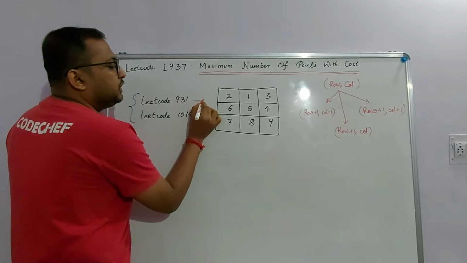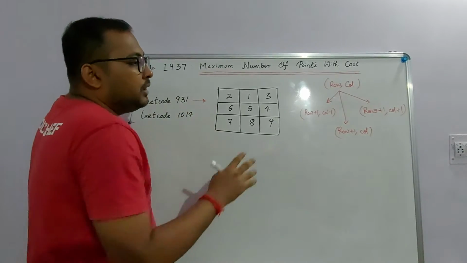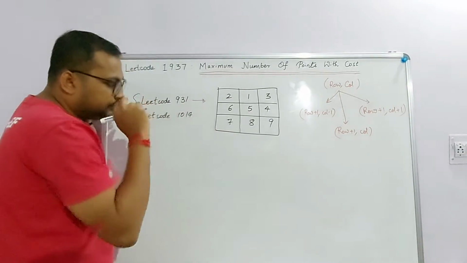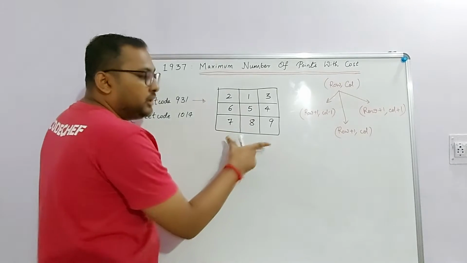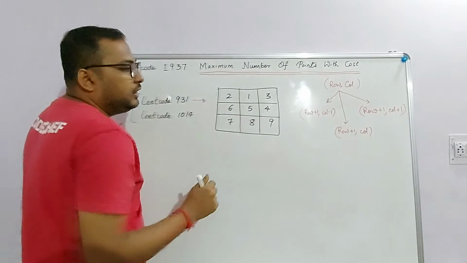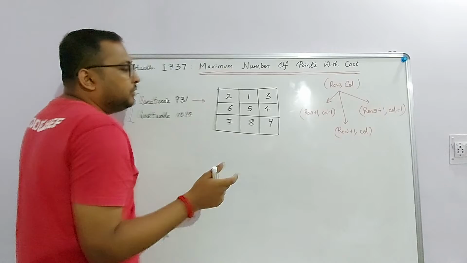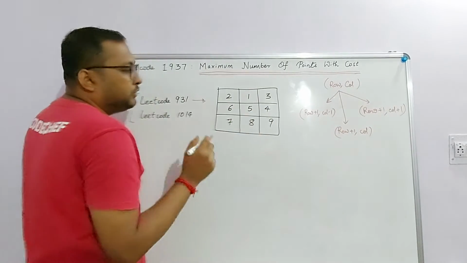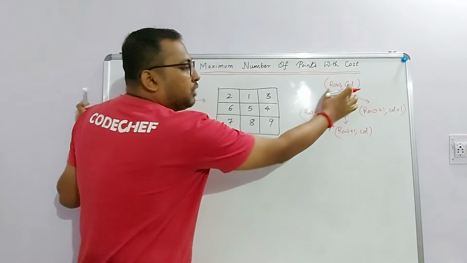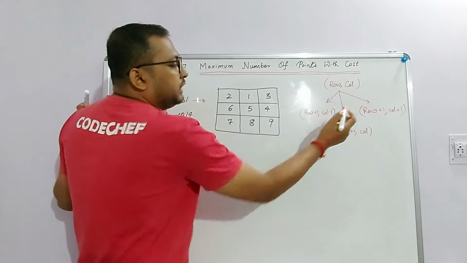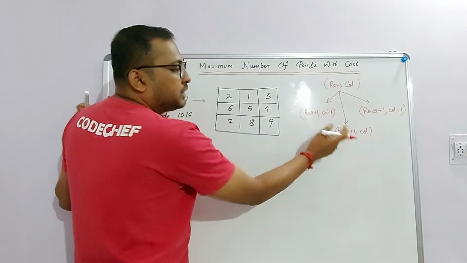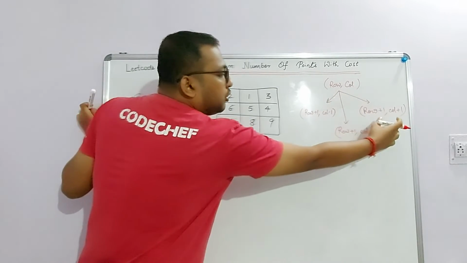So first we will see LeetCode 931, which is Minimum Falling Path Sum. What does the problem say? You are given a 2D grid and you have to find the minimum sum path of the falling values. So for example, a value at row comma column can fall to any of these three indexes, which is row plus 1 column minus 1, row plus 1 column, or row plus 1 column plus 1.